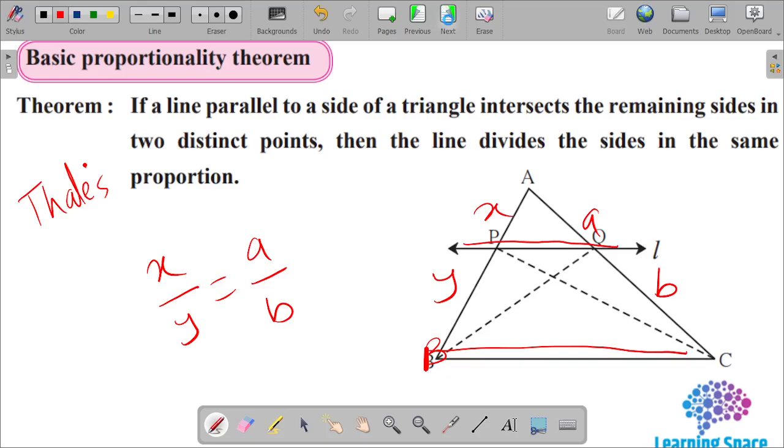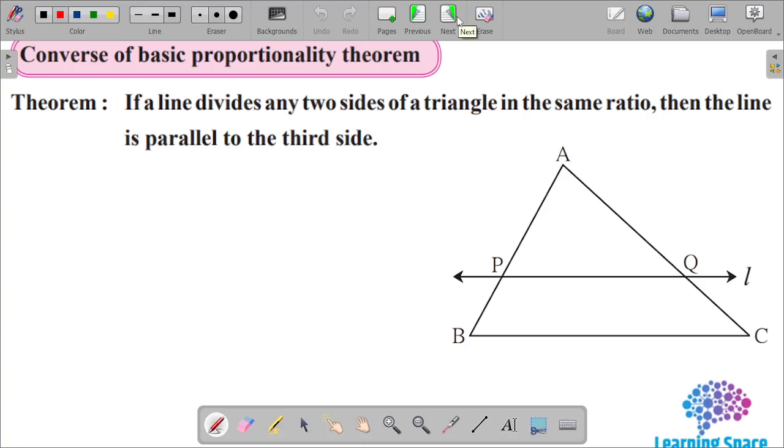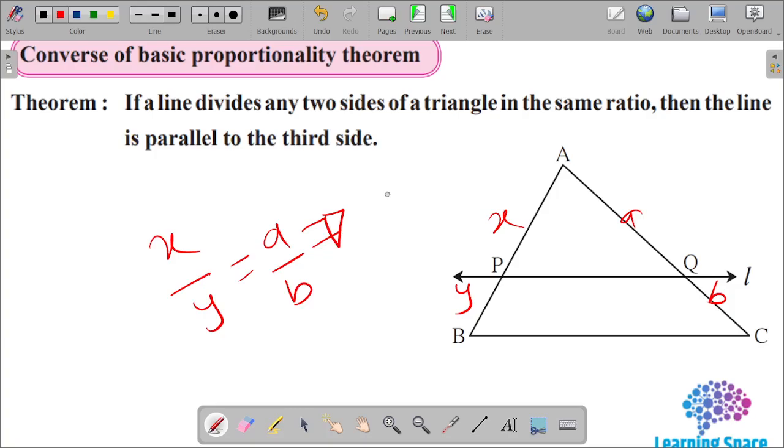Now let's go ahead and we have the converse of BPT, which says, suppose this is X, Y, A and B. Suppose this ratio X by Y equals A by B holds true, then we can safely say this line L is parallel to side BC. That's what the converse of basic proportionality theorem says.